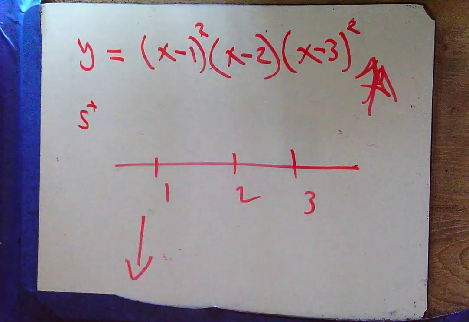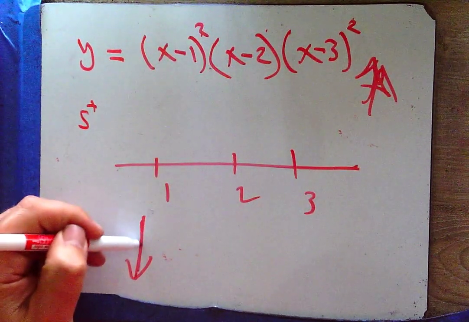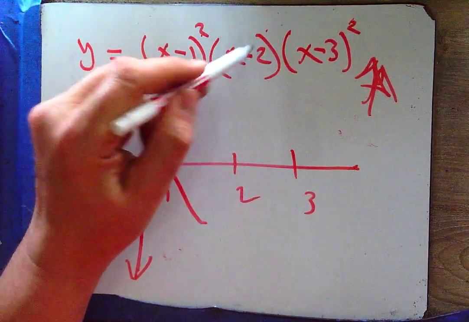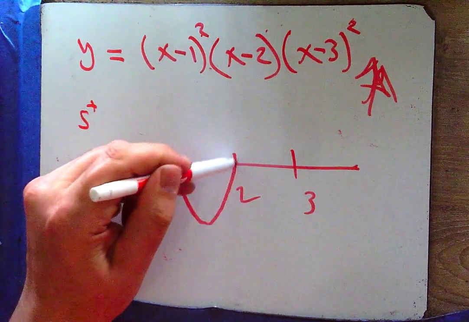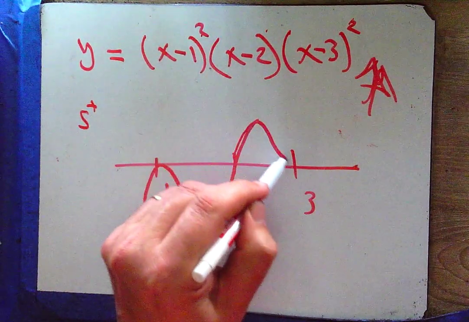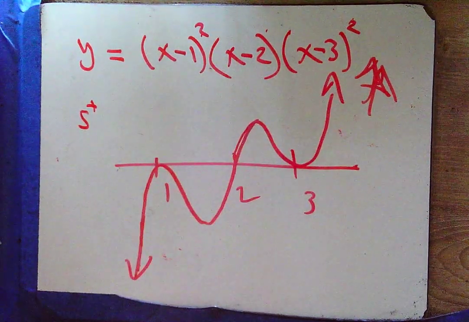I'm supposed to bounce. But look, I'm coming from below, and I'm bouncing down. At 2, I'm going to pass through, and at 3, I have to bounce again. And so there's my graph.